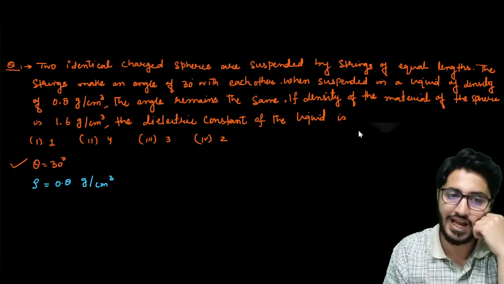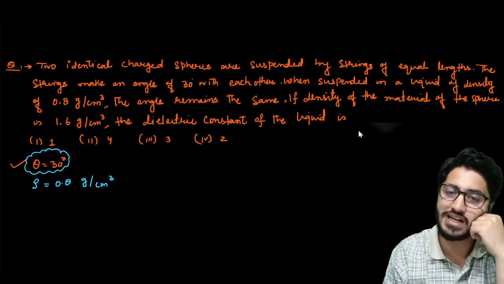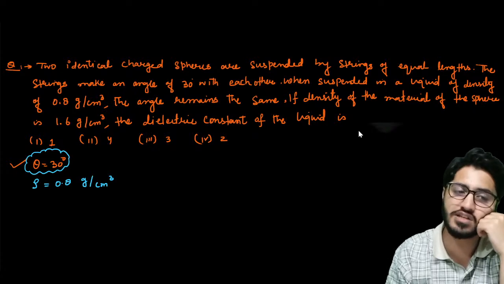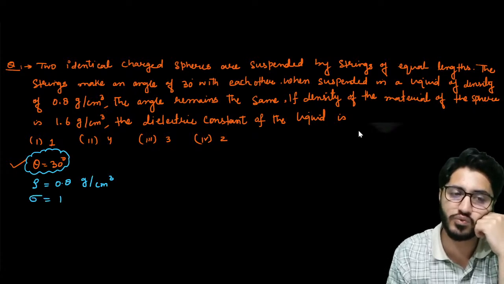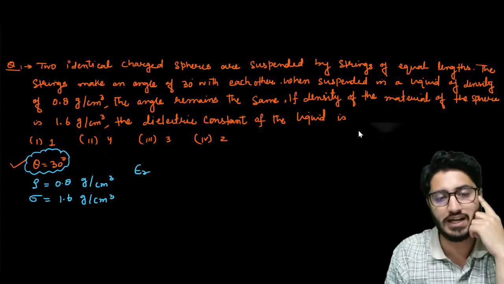Then the angle remains the same. So my angle is the same. My angle remains the same inside the fluid also. If the density of the material of the sphere is sigma equal to 1.6 gram per centimeter cube, we have to find out the dielectric constant of the liquid, that is epsilon r.